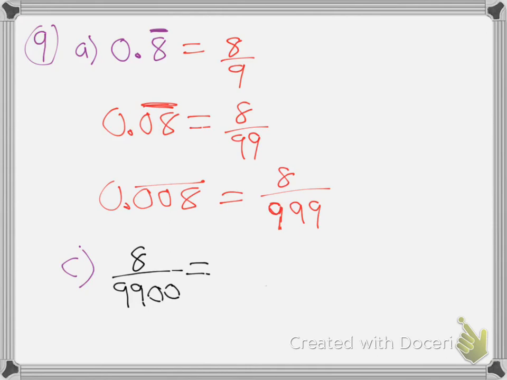So here's one good strategy. Start with what you do know and kind of build from there. If they just gave me 8 over 99, and they didn't, it's those zeros that are bugging me, huh?